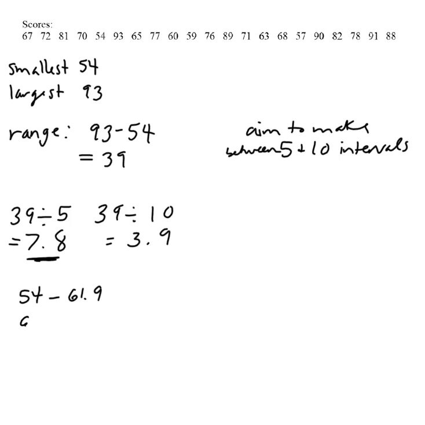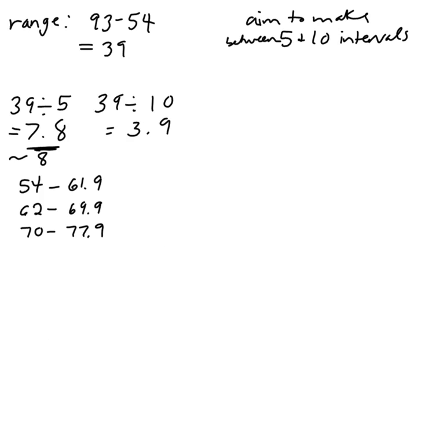Then my next one will go 62 to, instead of going right to 70, I'll go to 69.9. Then my next one will be 70 to, instead of going to 78, I'll go to 77.9. So what I'm doing is using a range of approximately 8, and splitting my numbers up into those intervals. So I'll go from 78 to, so 8 more would be 86, but I'll go to 85.9. And then 86 to, and again, 8 more would be 94, but I'll go to 93.9. And then that will pretty much take care of all my data.